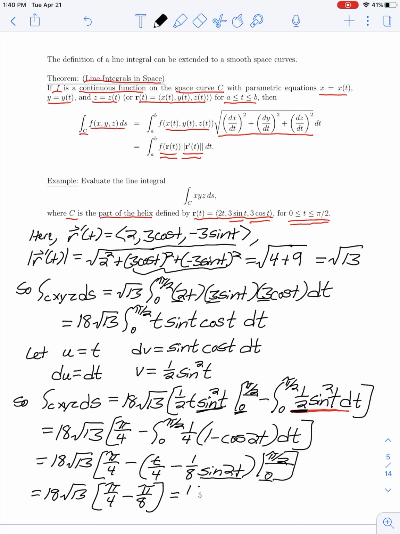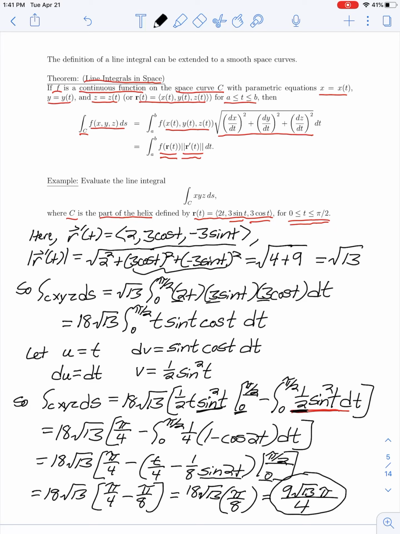So we are left with, altogether, 18 times root 13 times pi over 4 minus pi over 8 is pi over 8. So we are then left with 9 root 13 pi all over 4 after simplifying. So this would be the value of that line integral of xyz over this part of our helix.